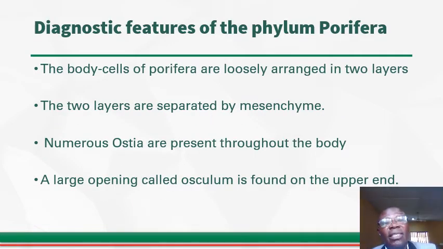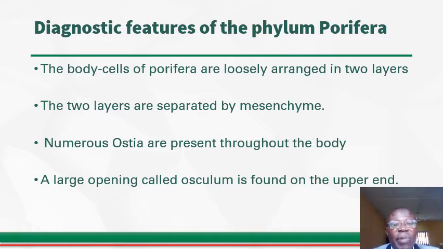Then, what are the diagnostic features of the phylum Porifera, the simplest form of animals? The body cells of the Porifera are loosely arranged, and they have 2 layers. The 2 layers are usually separated by what we call mesenchyme. Mesenchyme is the one that separates the 2 layers that are observed in the body of the Porifera.